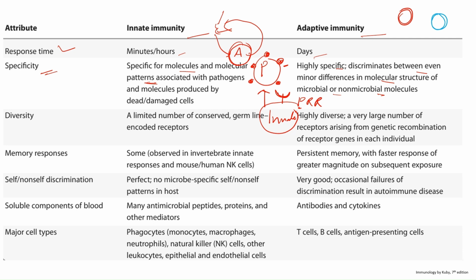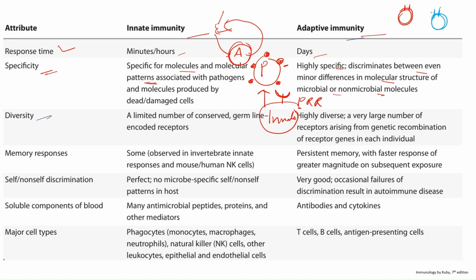In the foreign cell, we have some patterns here. Similarly, we have patterns on the self cell as well. Say, for example, these two patterns are very similar, with only a one point difference. This difference can be recognized by the cells of the adaptive immune system.